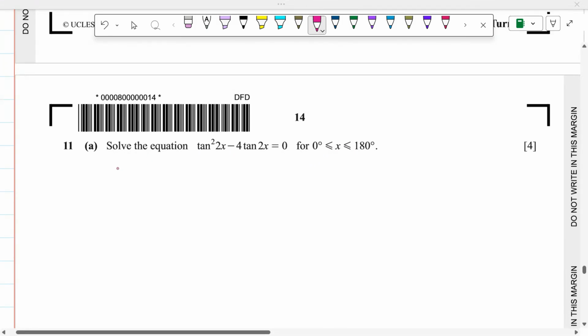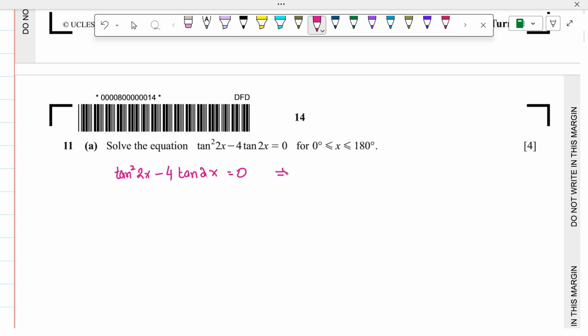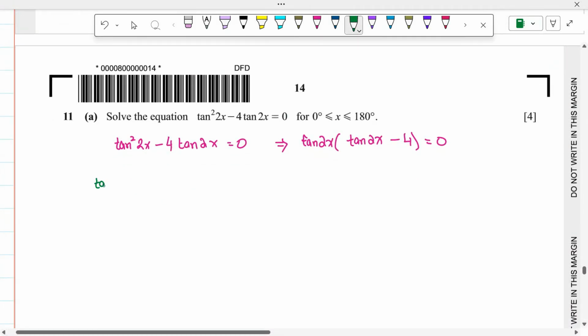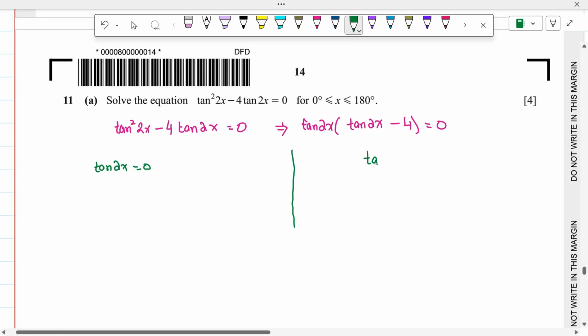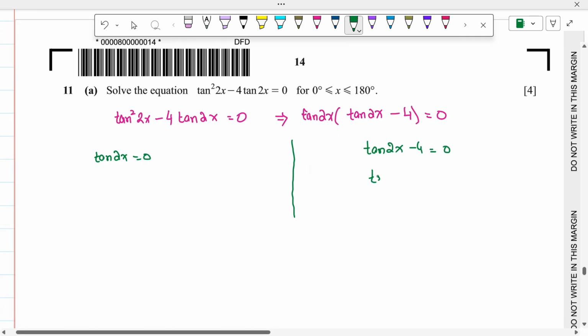Okay, when we take tan²(2x) − 4 tan(2x) = 0 and take tan(2x) common, we will have tan(2x)(tan(2x) − 4) = 0. So we have two factors, and equating each with 0, we have tan(2x) = 0. On the other side we have tan(2x) − 4 = 0, so tan(2x) = 4.